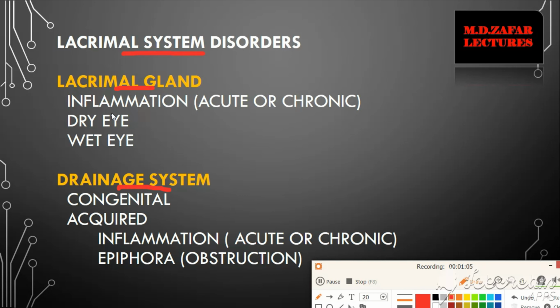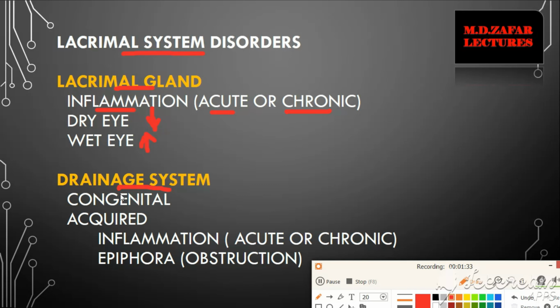Lacrimal gland disorders include inflammation. Cardinal signs of inflammation include redness, heat, swelling, pain, and loss of function. It could be acute if it is present for a short period of time, and if it progresses over a long period of time, it will be chronic inflammation. Secondarily, if the lacrimal gland function has decreased, it will cause a dry eye. But if there is an excessive amount of lacrimation, it will lead to wet eye.